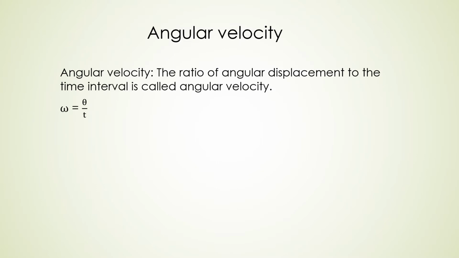Let's understand the angular velocity. The ratio of angular displacement to the time interval is called angular velocity. That is, if theta is the angular displacement in time t, then angular velocity, which we write as omega, is given by omega is equal to theta, that is angular displacement, divided by time.